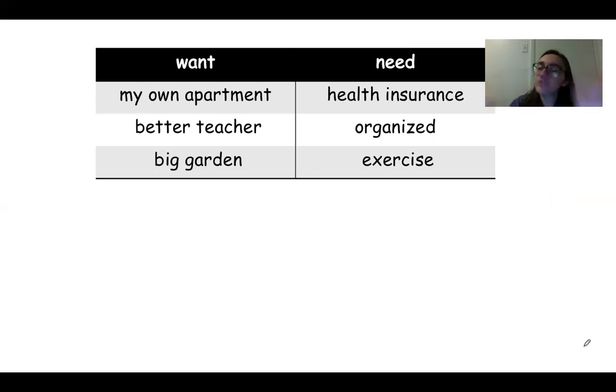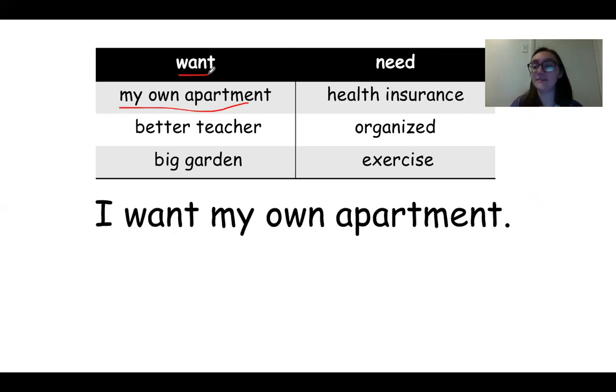So we wrote this chart. Now, underneath the chart, I want you to start writing these sentences. The first one we're going to focus on is my own apartment. Since it's a want, we're going to start with the sentence I want because it's me. And you will write I want as well. I want my own apartment.